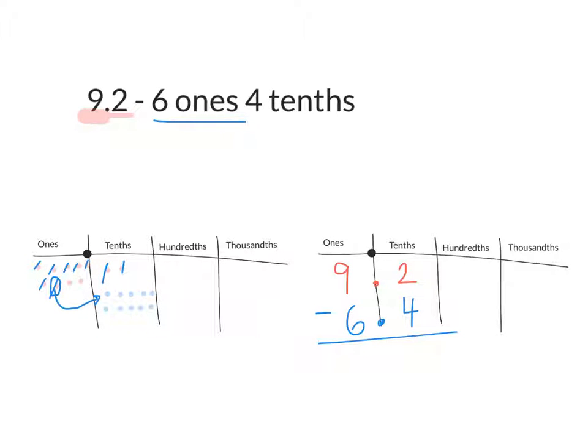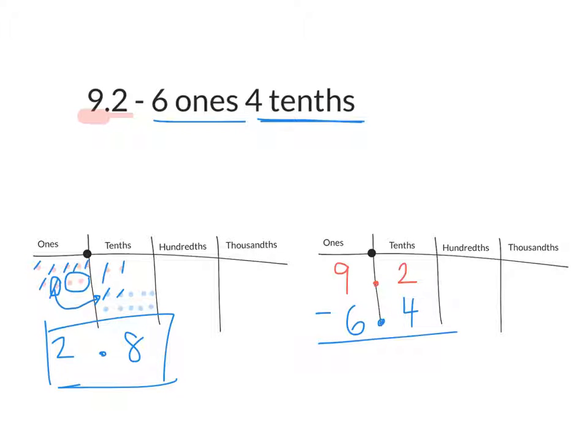Now I've crossed out 2 tenths. How many am I supposed to cross out altogether? 4. So 1, 2. Okay, so how many ones are left at the very end? 2. And how many tenths are left? 8. Okay. So the answer is 2 ones, 8 tenths.